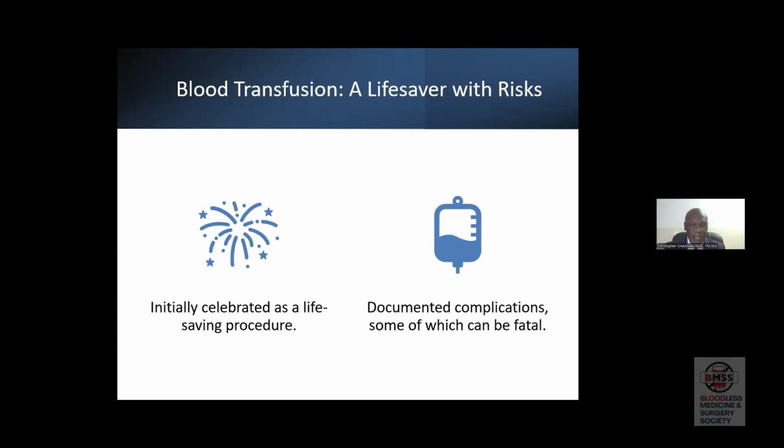But we find that even with advanced technologies, we still see some complications attributed to blood transfusions. And these are like transfusion-related acute lung injury, allergic reactions, and transfusion-associated circulatory overload. And sometimes we see febrile non-hemolytic reactions and also the complications of infections.